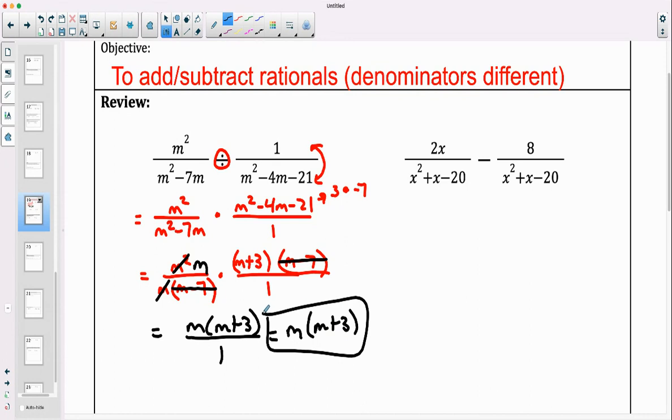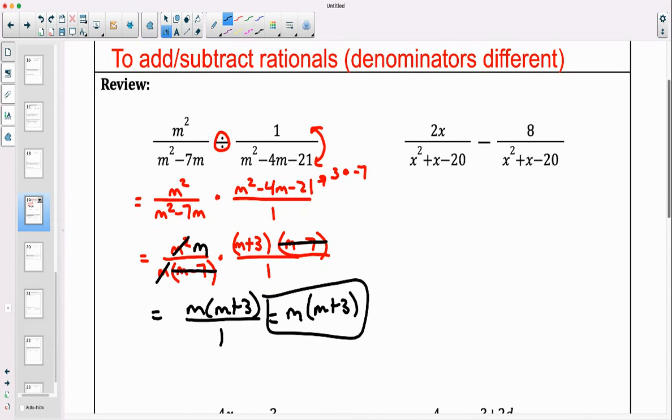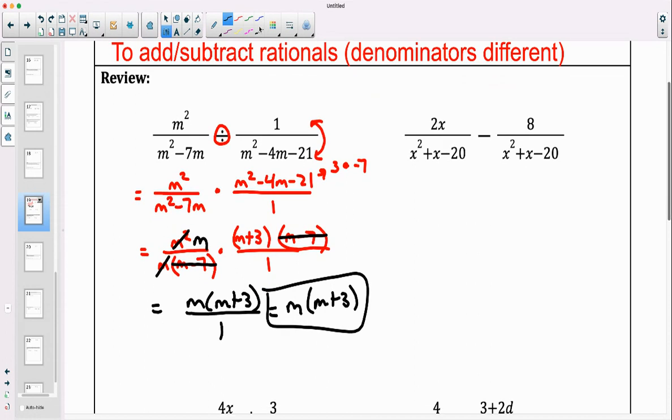Okay, the second one is subtraction. So when we're subtracting, now we need the denominators to match, and we do have that this time. So we can go straight into combining like terms, but the 2x and the negative 8 are not like terms, so I can't put those together and make like a negative 6. I can just put them next to each other and combine them into one fraction.